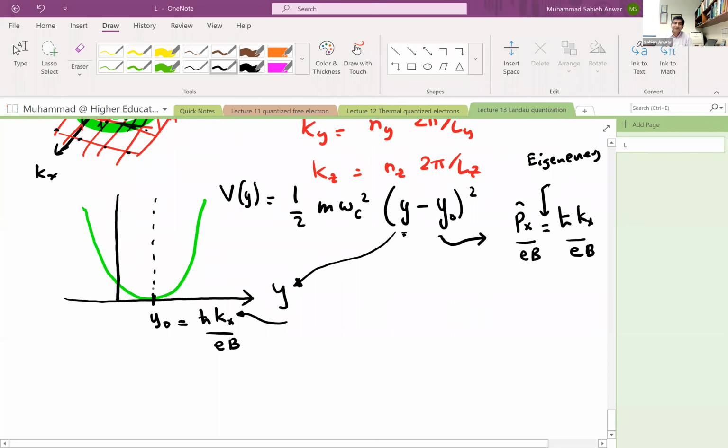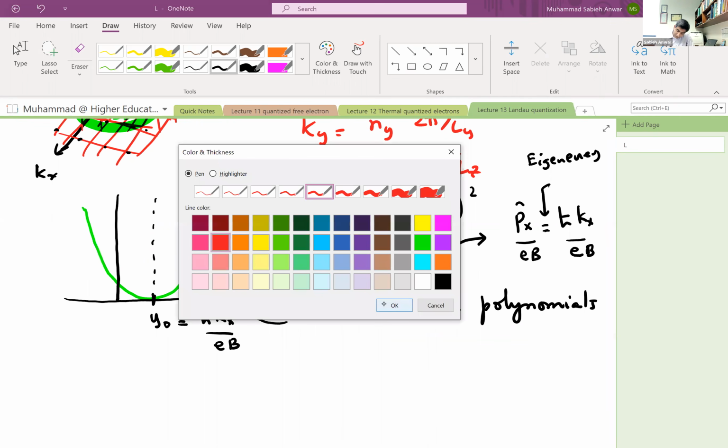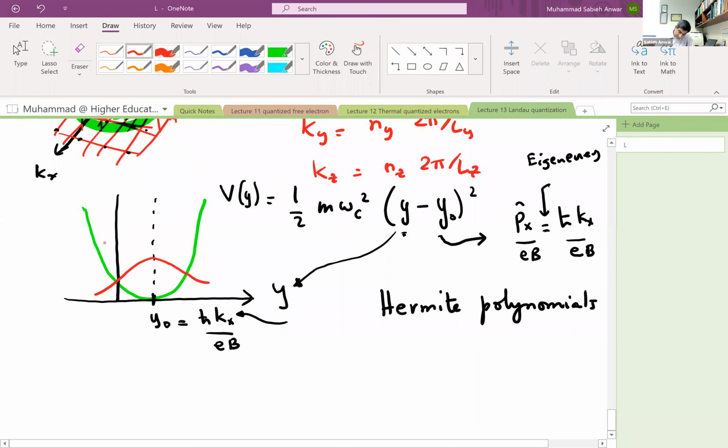So if we were to solve the Schrodinger equation with this displaced potential, then the wave functions, we all know that the solutions of the one-dimensional harmonic oscillator, they are Hermite polynomials. So the zeroth order wave function is going to look like this. First order wave function is going to look like this. Second order wave function is going to look like this. So these Hermite polynomials have as their center, they're shifted with respect to 0. And the amount of shift is given by h bar kx over eB.